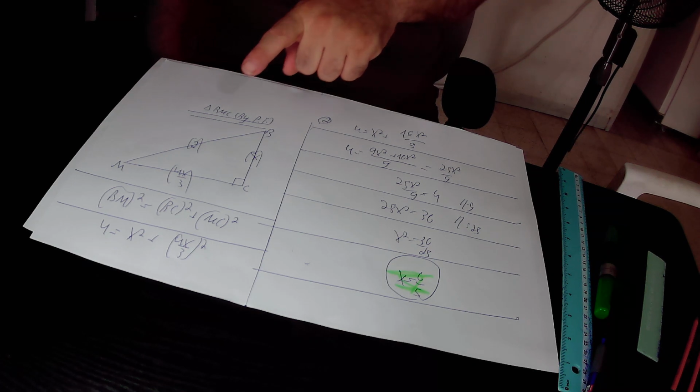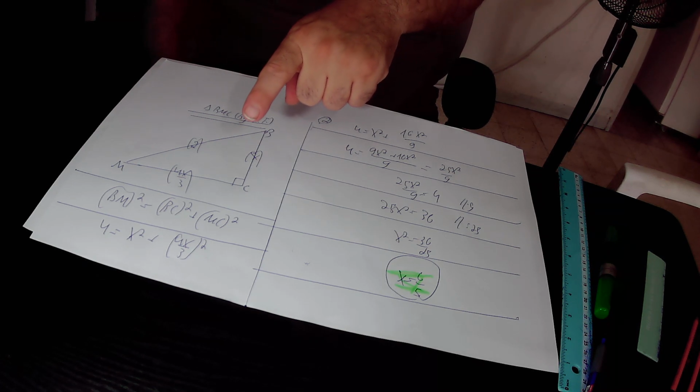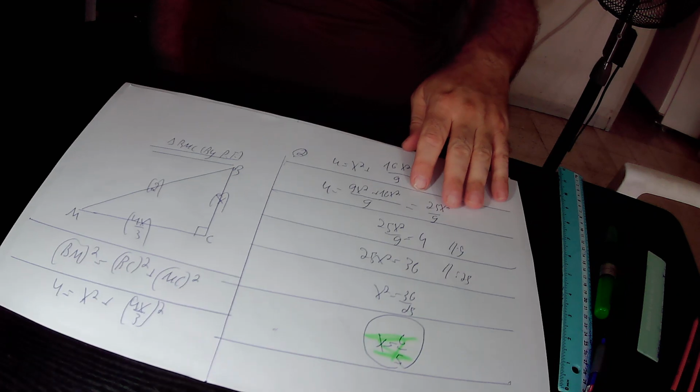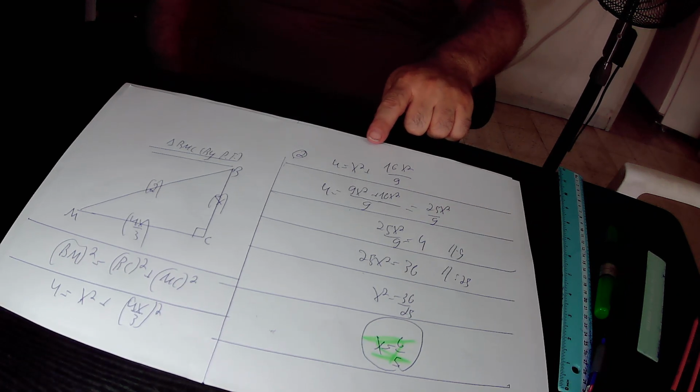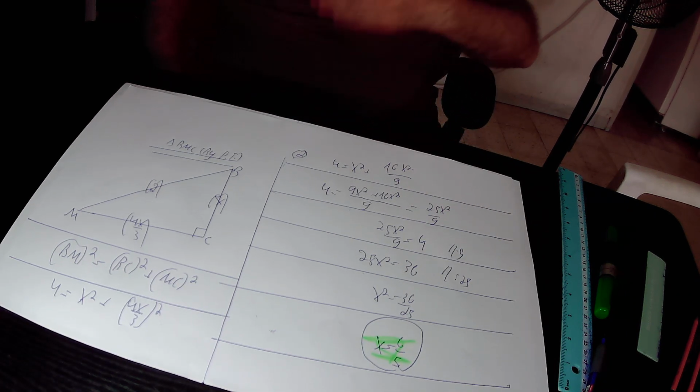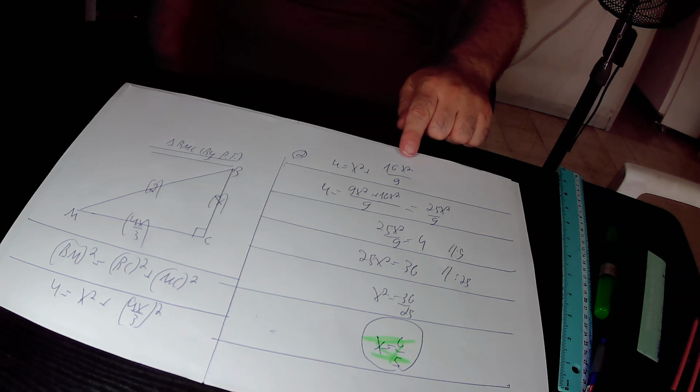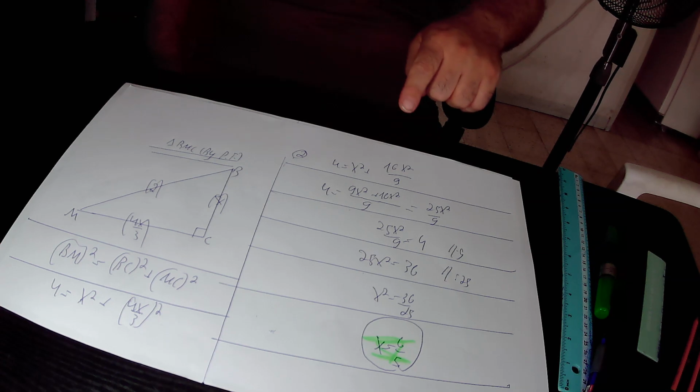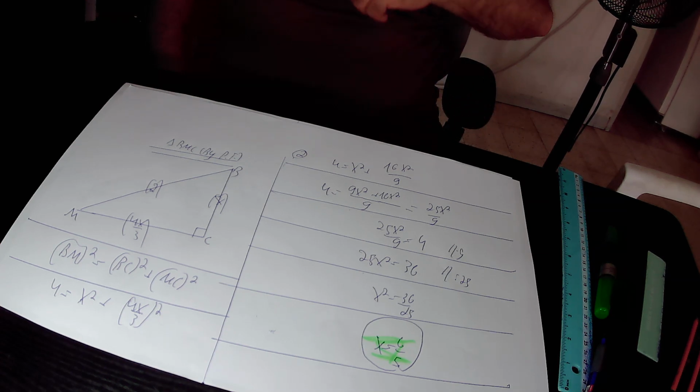So in total, we found that 4 equals x squared plus (4x over 3) squared. So 4 equals x squared plus, and (4x over 3) squared is 4 squared, that is 16, times x squared over 3 squared, that is 9. So in total, (4x over 3) squared equals 16x squared over 9.